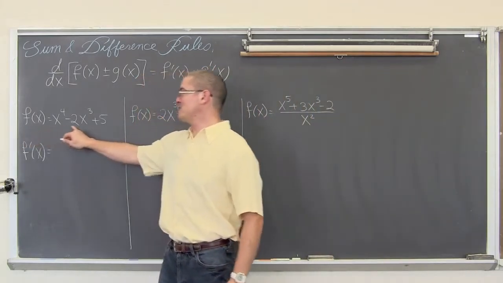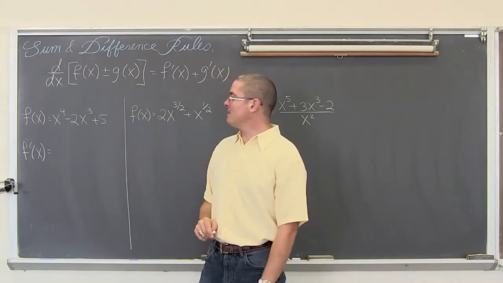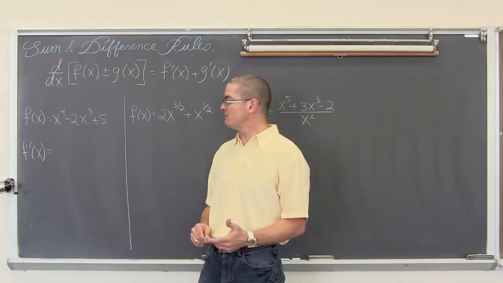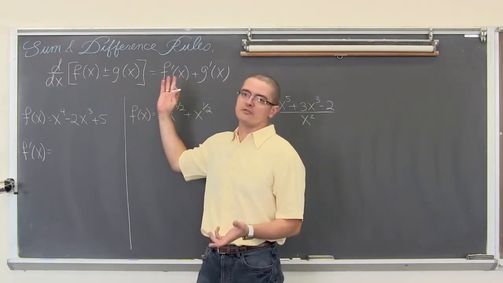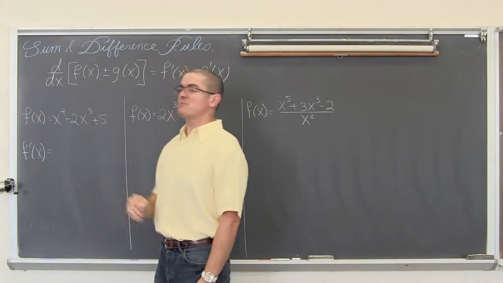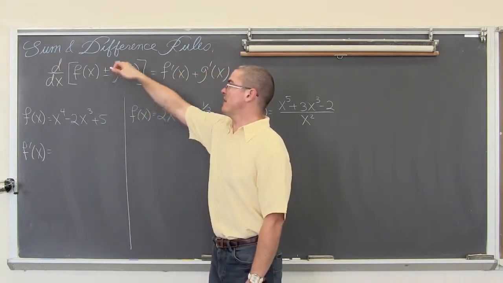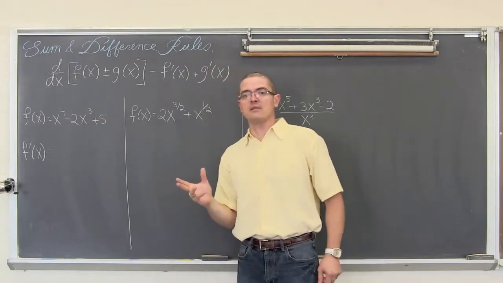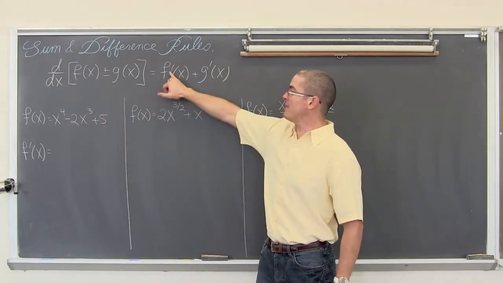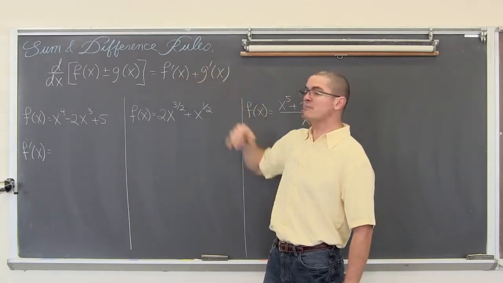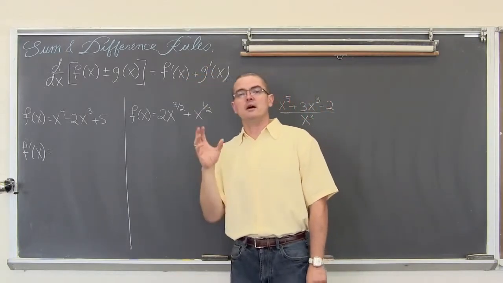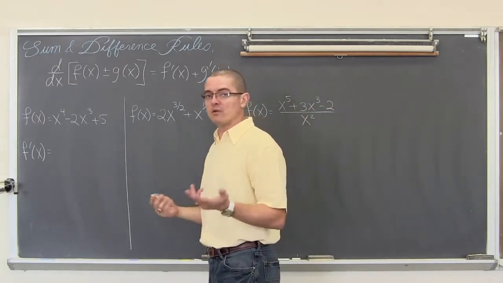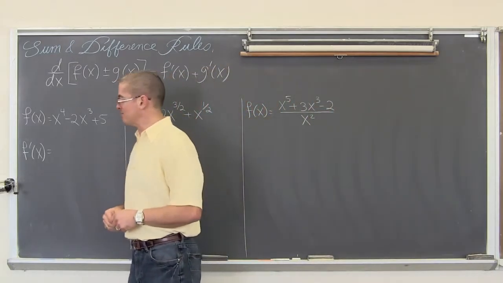So if we have f of x is equal to x to the 4th minus 2x to the 3rd plus 5, and maybe I should actually read what the sum and difference rule said: the derivative with respect to x of f of x plus or minus g of x, so this is our collection of terms being added or subtracted together, is equal to f prime of x plus g prime of x. So basically we can just find the derivative of each of our individual terms and just put them together, or allow that to be our new derivative function.